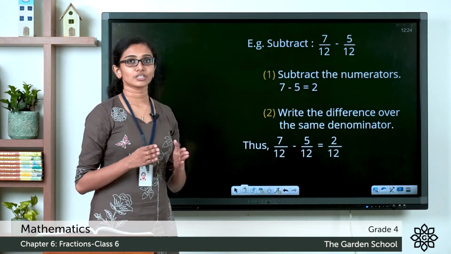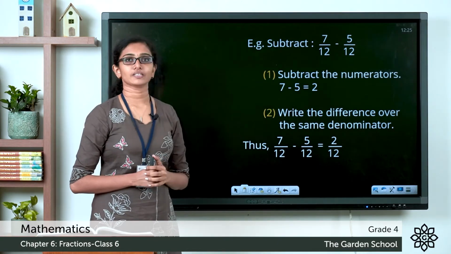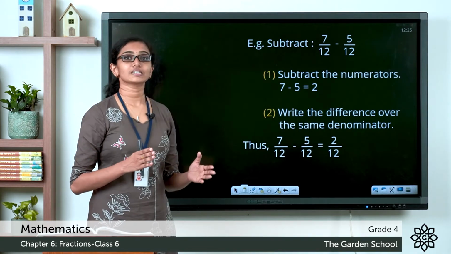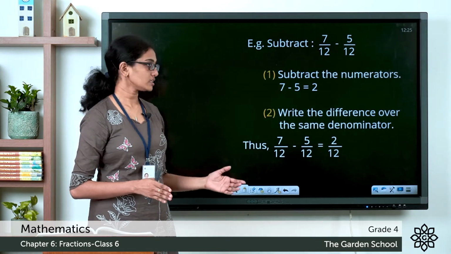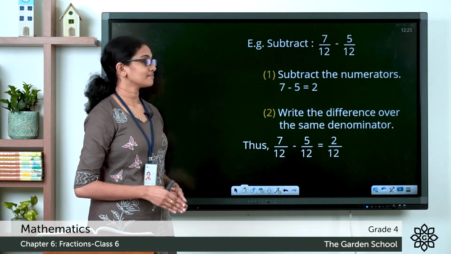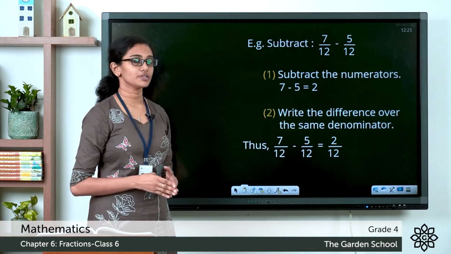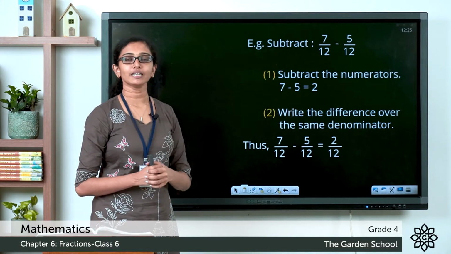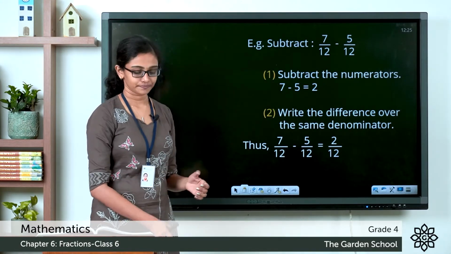Subtracting the numerators, you get 7 minus 5 is equal to 2, and write the difference over the same denominator. Thus, 7 by 12 minus 5 by 12 will be equal to 7 minus 5 is equal to 2 by the same denominator, 12. Clear?